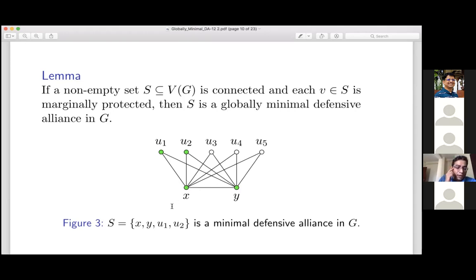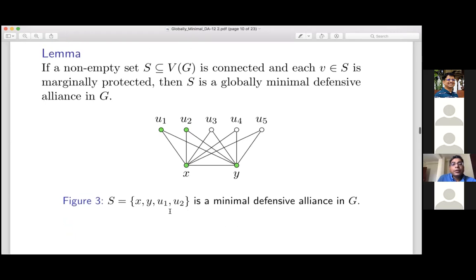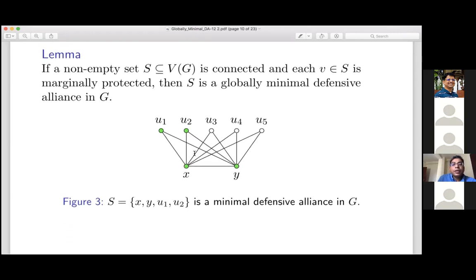So if you move one vertex from S to outside S, then some vertex will become unprotected. Then it's not a marginal protection. But this is certainly not a necessary condition, because here you can see that these 2 vertices are marginally protected because they have 4 neighbors inside and 3 neighbors outside. But U1 and U2 are not marginally protected because all their neighbors are inside S. They don't have any neighbor outside, so they're sort of overprotected.